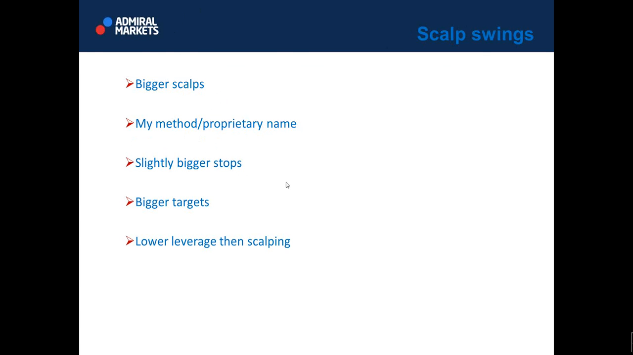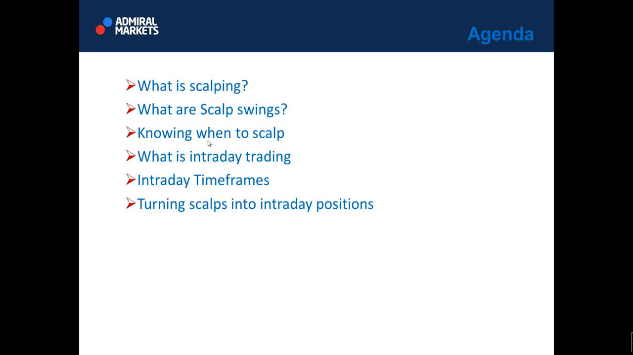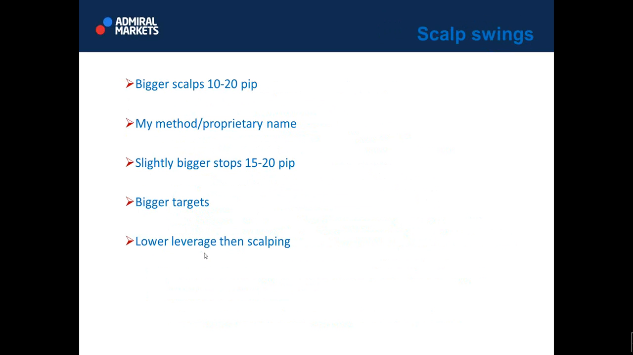Usually those stops range from 15 to 20 pip, and targets usually are 10 to 20 pip. But that all can change. I will show you how that can change. Those are scalp swings. And we can use a lower leverage because we have a slightly bigger stop than scalping.